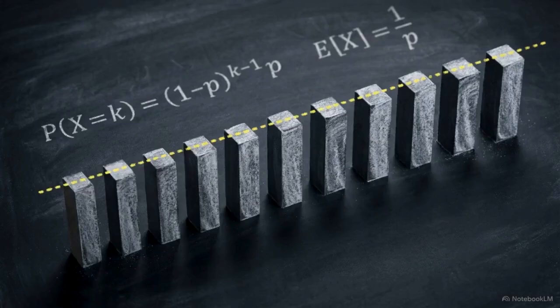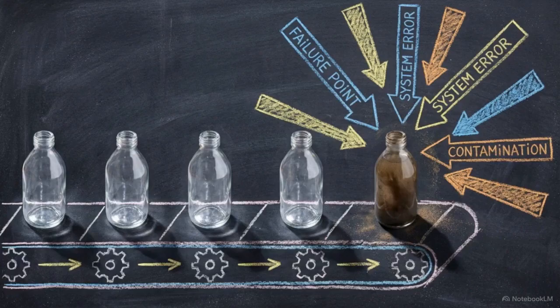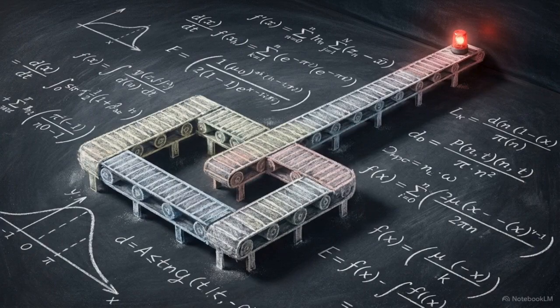Unlike the shifting fractions of the hypergeometric model, geometric distribution assumes the underlying probability of success remains completely constant across every trial. If a bottling facility has a constant defect rate of 2%, we calculate the probability that the line will run cleanly for 4 bottles before producing a contaminated 5th bottle. The formula yields exactly a 1.85% chance. The geometric distribution models the physical time, effort, and material cost required before a systemic failure presents itself.